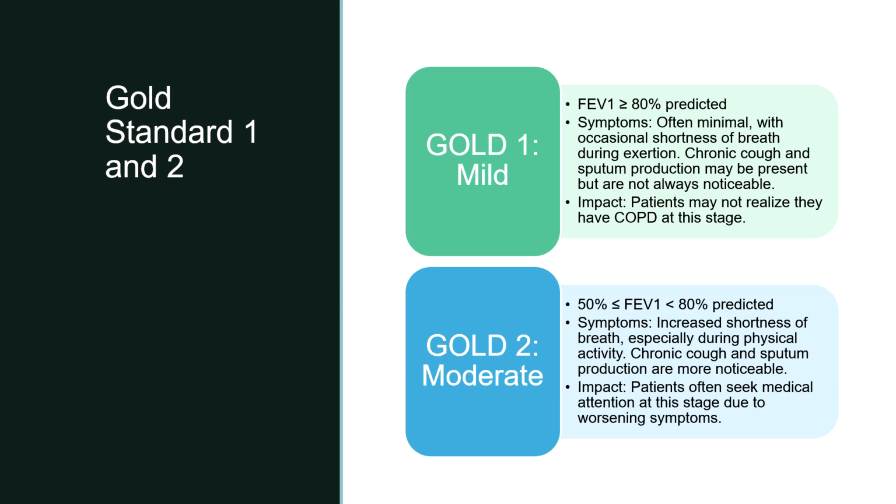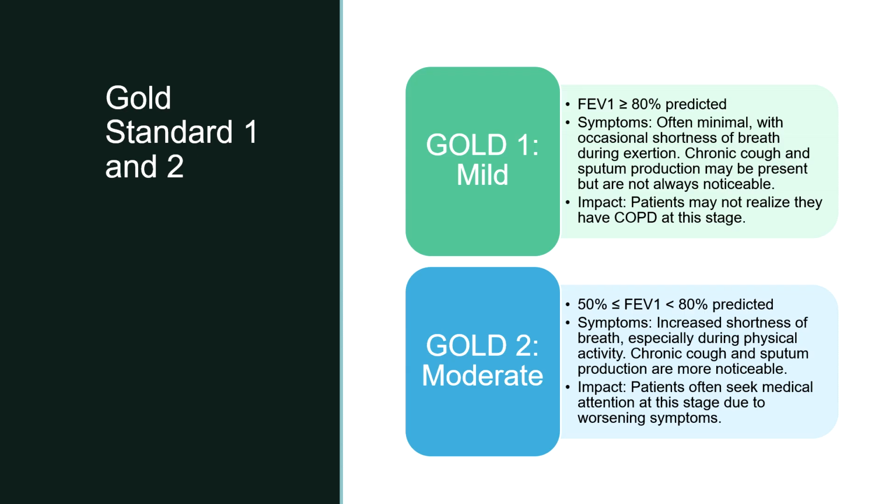So when you really think about GOLD 1, that is considered mild. And how that is determined, they do an FEV1, which is a spirometry test. So if the FEV1 is greater than 80% predicted, and your symptoms are minimal, like you really don't get shortness of breath, occasionally maybe if you do some extra work, you may have a chronic cough, but it's not always noticeable. And a lot of times at this stage, a patient doesn't even realize they have COPD.